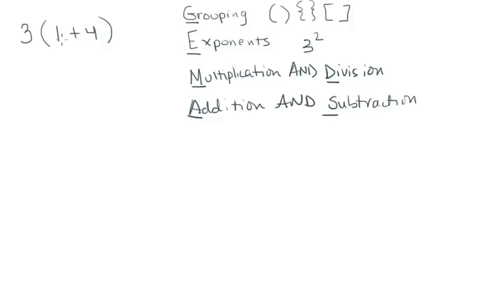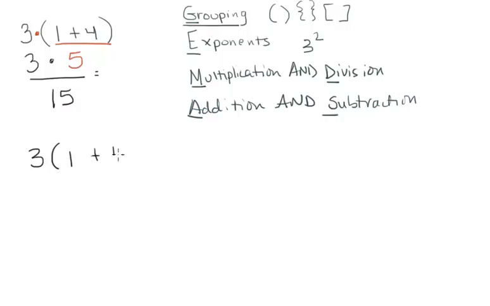So here, before I multiply, I need to do my grouping symbols. Okay, so 1 plus 4 is 5. I still have this 3 on the outside. Anything on the outside of our parentheses means multiply. So I would want to multiply 3 times 5, and that is equal to 15. Good. But we can also rewrite this.